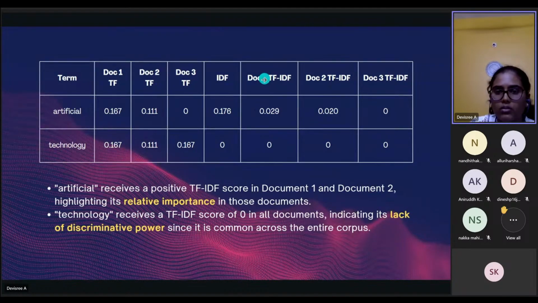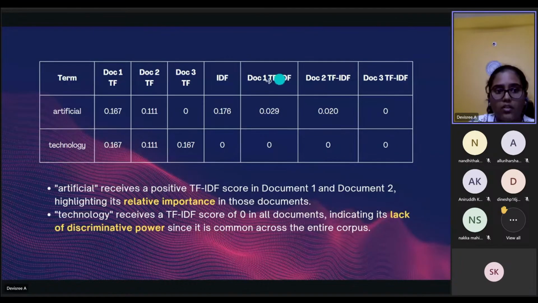The corresponding TF-IDF scores will be the following, obtained by multiplying the TF and IDF scores. So here, look at these values right here. Let's interpret something from these. Artificial receives a positive TF-IDF score in documents 1 and 2, but 0 in document 3.